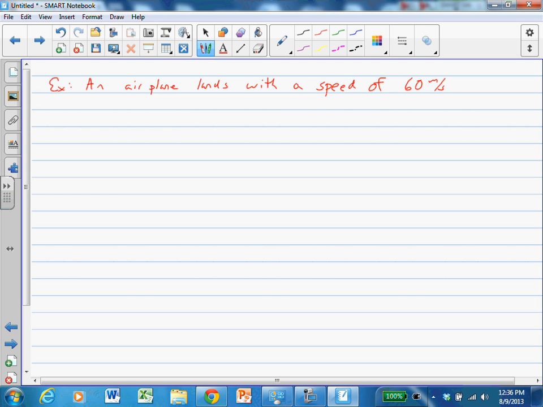And as a braking acceleration, slowing down, of 7 meters per second squared. How long of a runway does this plane need to land on?